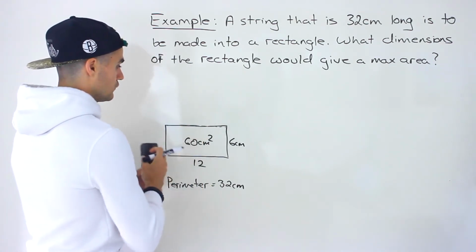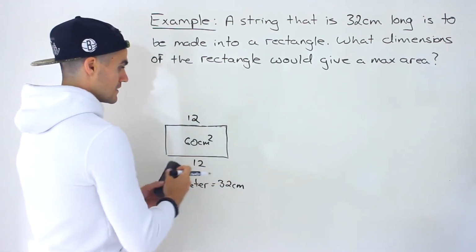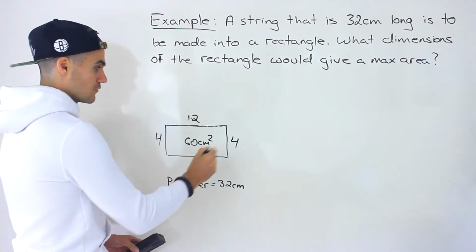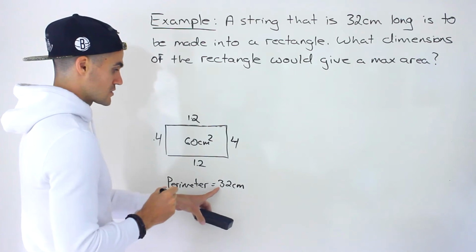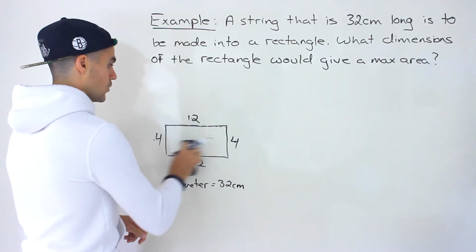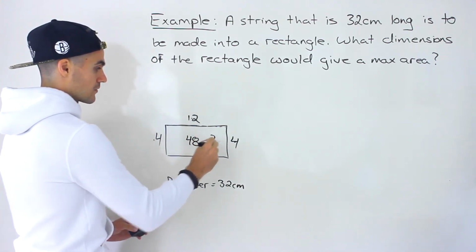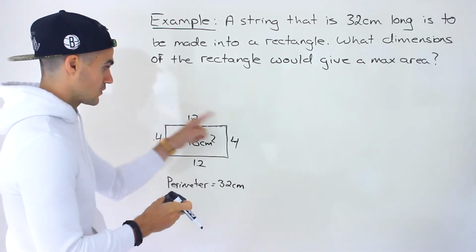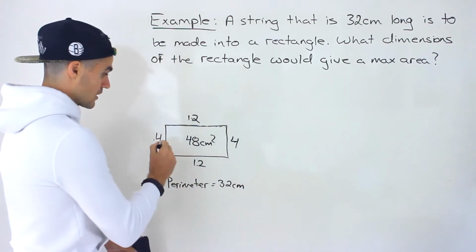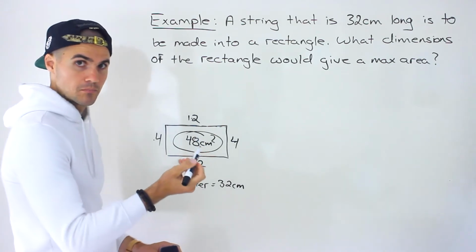So we'd have 12, that would give us 24. That would mean that this would have to be 4 and 4, right? 12 plus 12 plus 4 plus 4 would give us 32 centimeters as well. But notice that the area in this particular case would be 12 times 4, which is 48 centimeters squared. Right? So there's different combinations for the length and width, and those are going to give us different areas. And so what we're trying to find is what is the combination that would give us the maximum possible area.